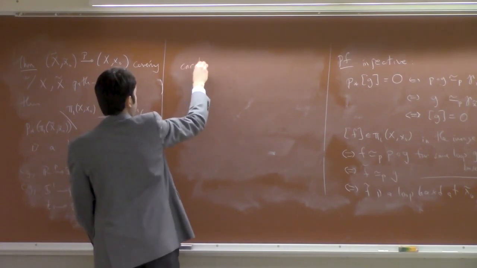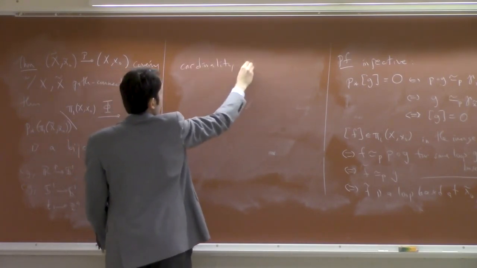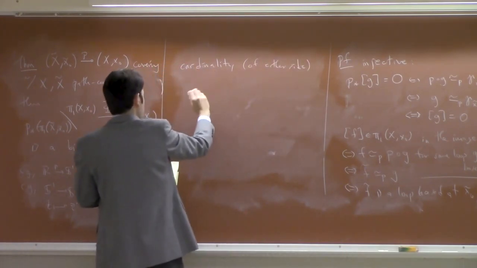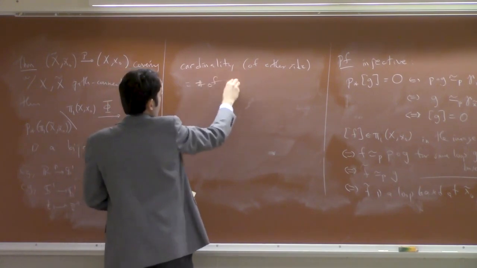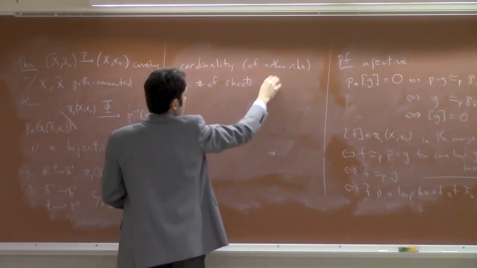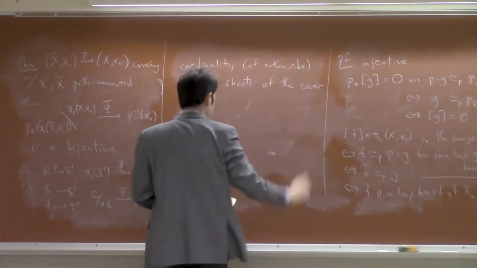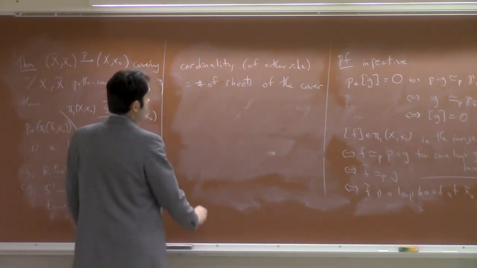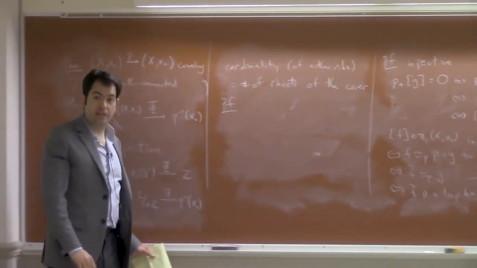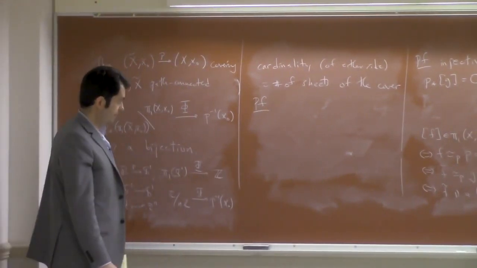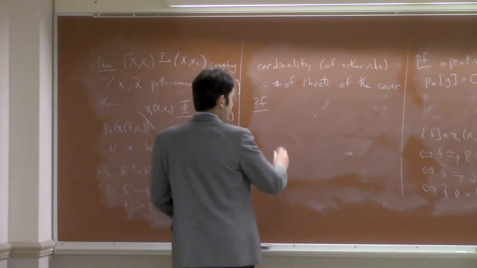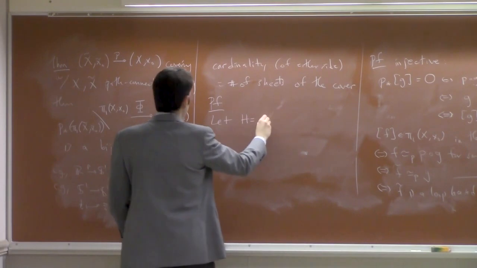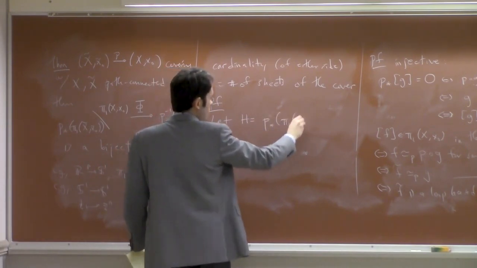The cardinality of either side is the number of sheets of the cover. Okay, so let's check that this is indeed a bijection. So let's give the subgroup a name. Let H be the image.